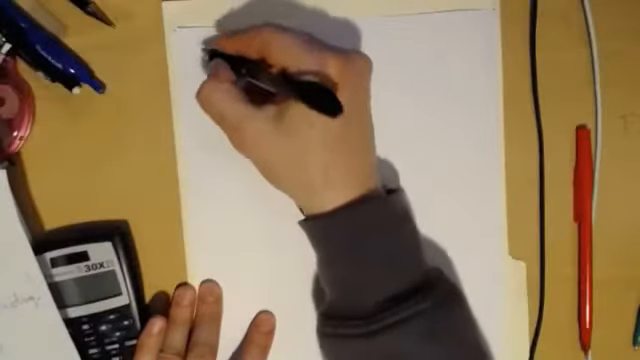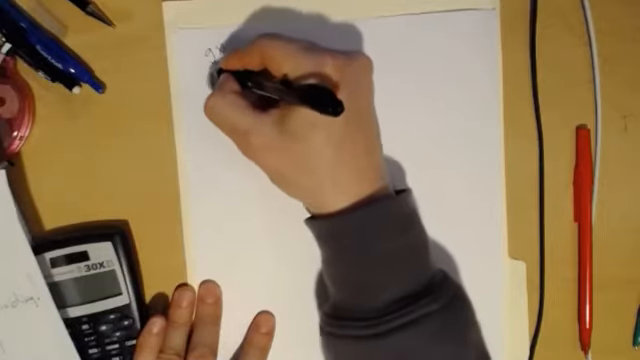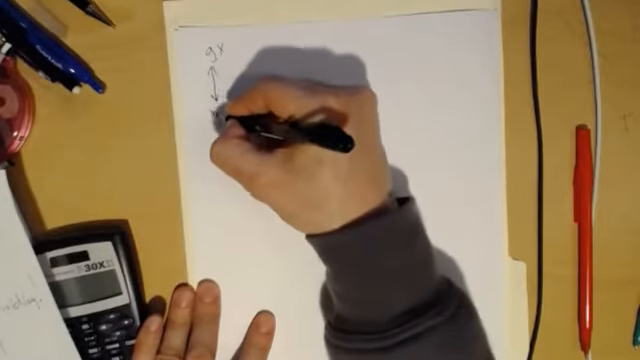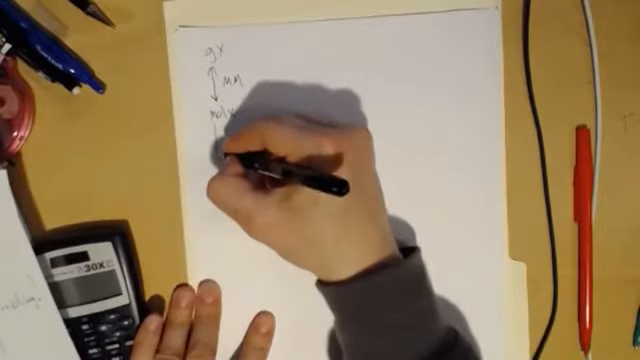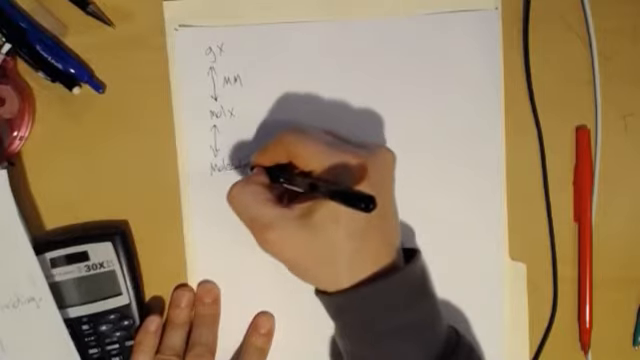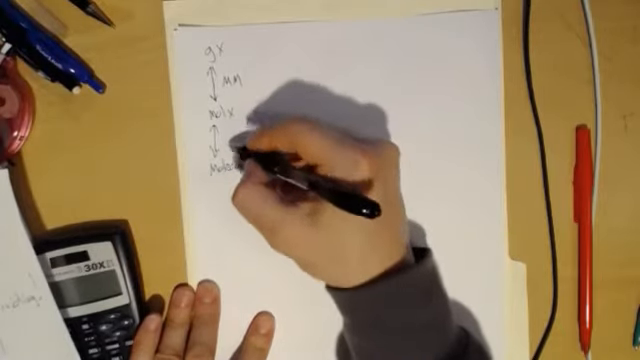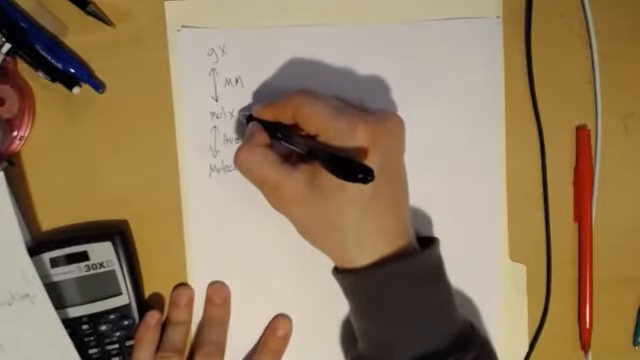Let me go back to the mole subway. Let me take what we did last time. We can go from grams of X to moles of X using the molar mass. And we can go from moles of X to molecules or atoms. Let's just say molecules for now, using Avogadro's number. And so this is the new thing.